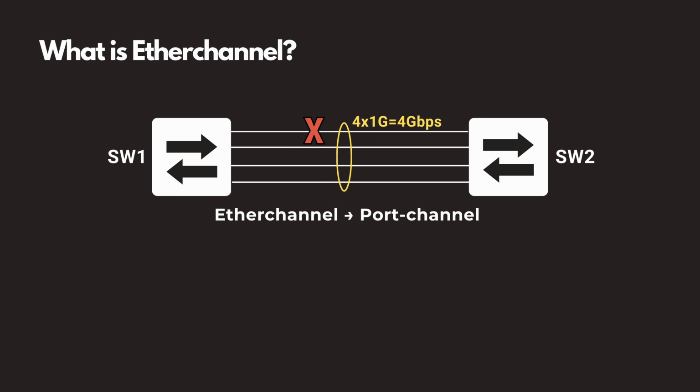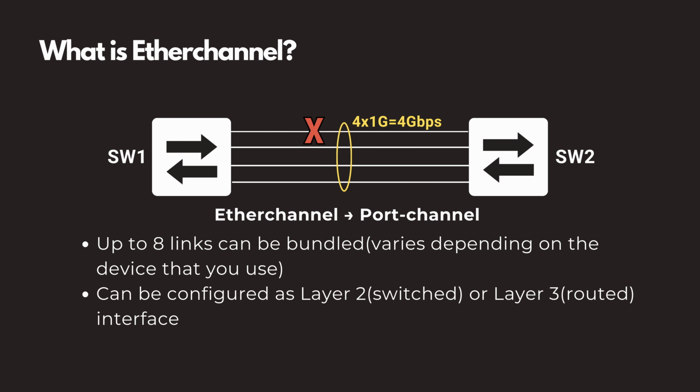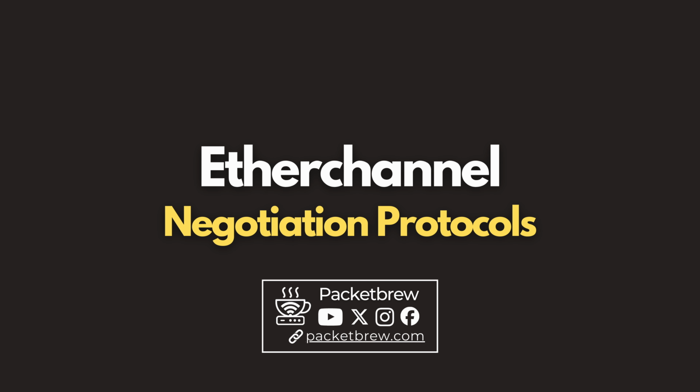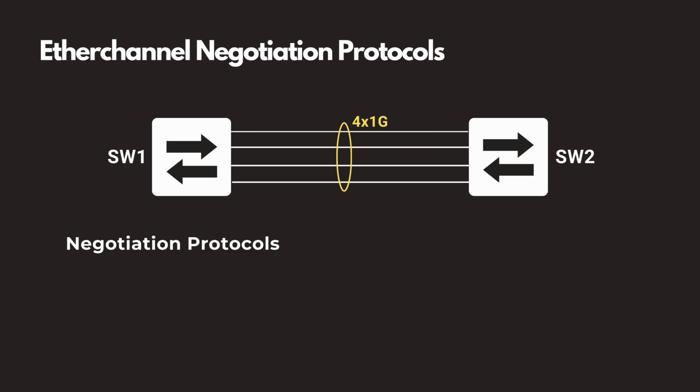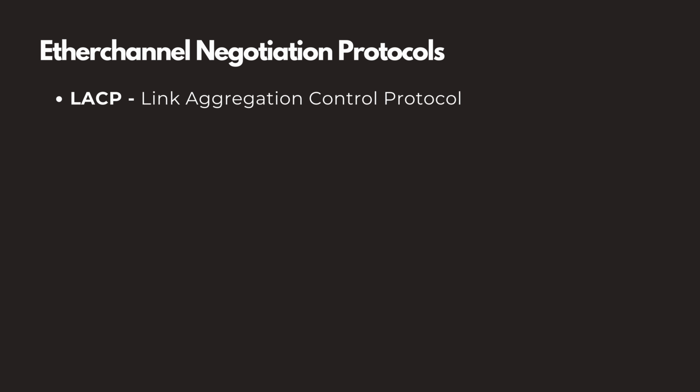Typically, you can bundle up to 8 links to form one port channel, but this varies depending on the device that you use. You can also configure port channel as a Layer 2 or Layer 3 interface. There are 2 negotiation protocols used between devices for EtherChannel: Link Aggregation Control Protocol or LACP and Port Aggregation Protocol, also known as PAgP.